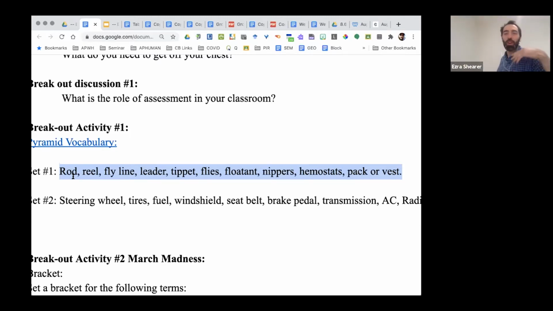So which one of these things is at the bottom? What's the foundation to be able to be successfully fly fishing? What's at the bottom? Someone give me something.